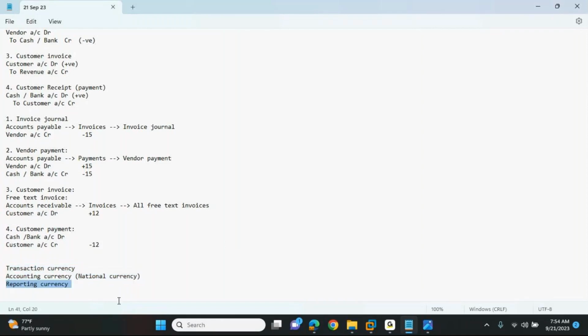Reporting currency is an additional supporting currency for reports. We should remember that all the reports will be generated in accounting currency. People misunderstand reporting currency. So all the reports will be generated in accounting currency. For a few specific reports, I'll use reporting currency. A few specific reports. Suppose you are running your business in India.